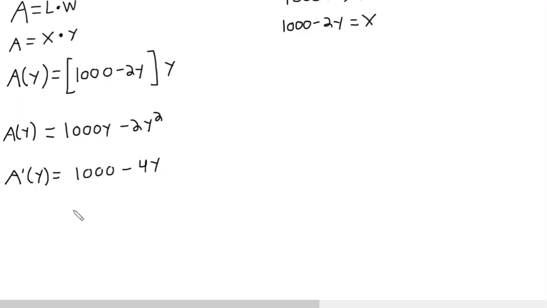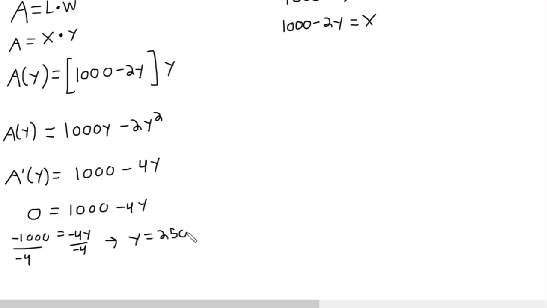Now, all I have to do is find the max and the min of this. Remember how you do that? You just find the critical numbers. You set your derivative equal to 0, see where it's 0 or undefined. So I'm going to say 0 is equal to 1000 minus 4y. Subtract 1000 from both sides. I get negative 1000 equals negative 4y. Divide both sides by negative 4, and I get y is equal to 250.